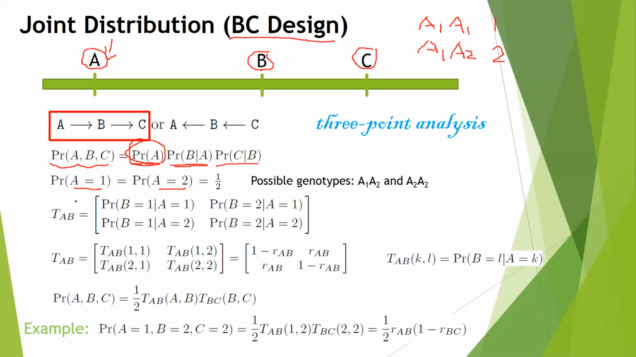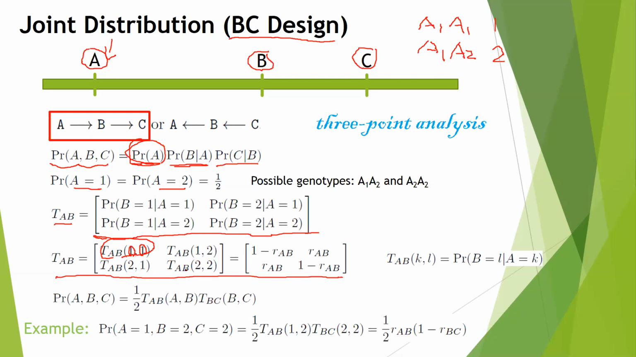Based on this, if we consider the transition from locus A to B, we can use this transition probability matrix. This is how we define this matrix. It is a 2x2 table. This element represents the probability that the genotype for A is equal to 1, and the genotype for B is also equal to 1. So what is this probability?